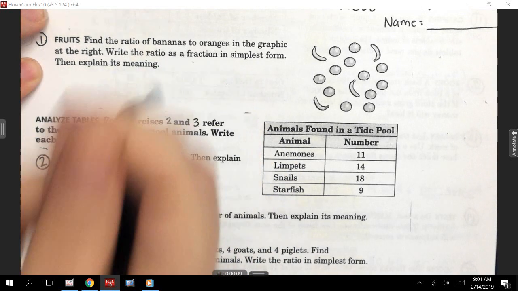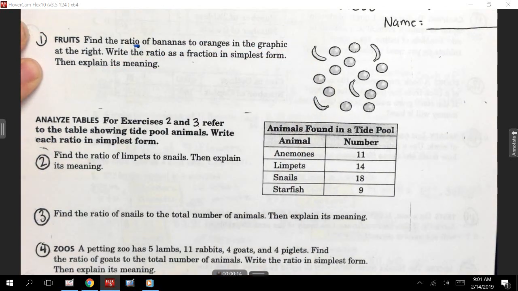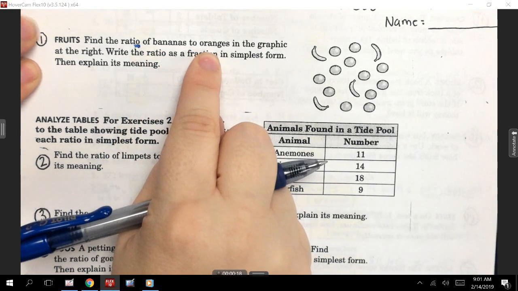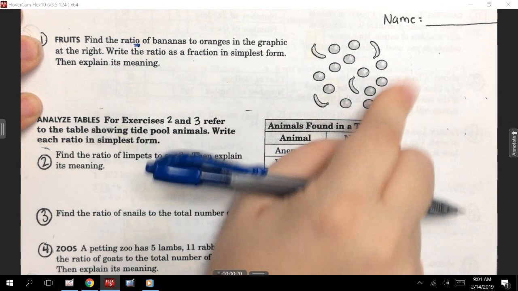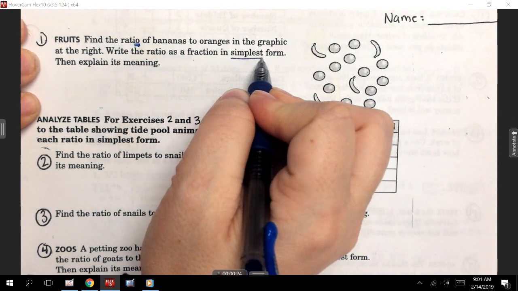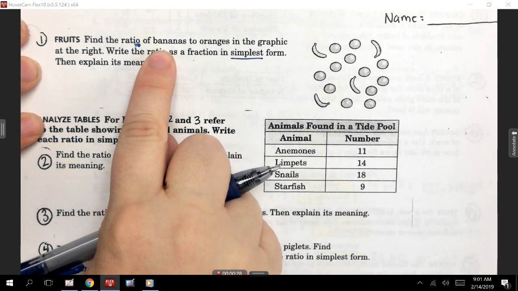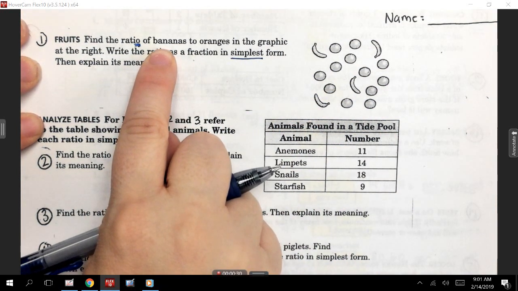All right, on number 1 it says find the ratio. If it says ratio, that means no words. Bananas to oranges from the graphic to the right, so that just means the picture. Write the ratio as a fraction in simplest form and explain its meaning. So I'm going to write my ratio first. So I have bananas is listed first, so bananas come first on top.